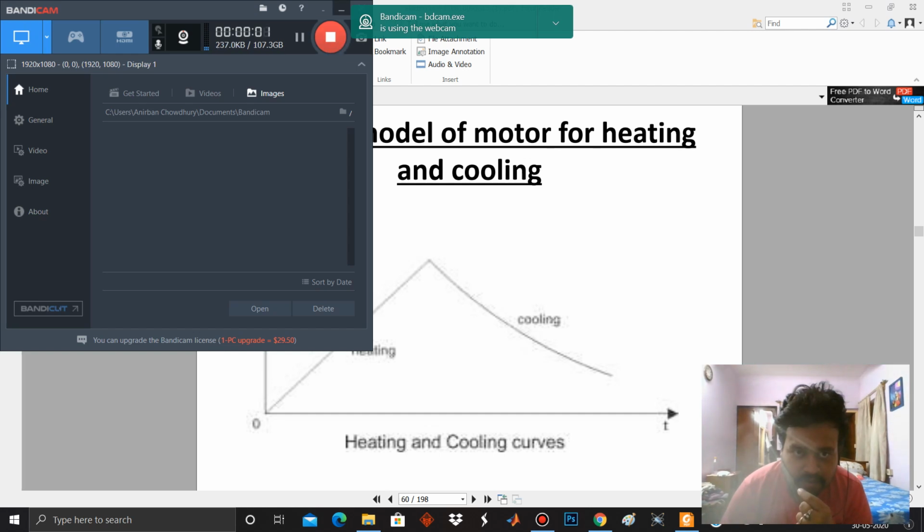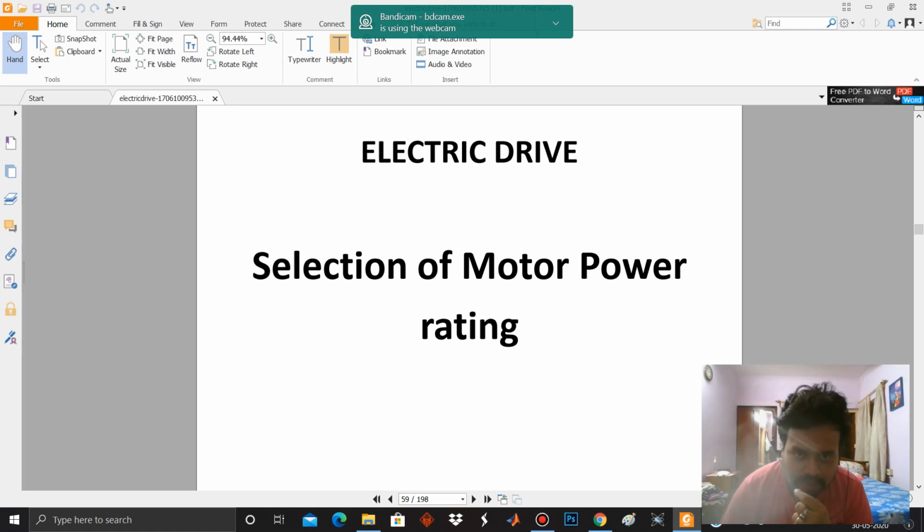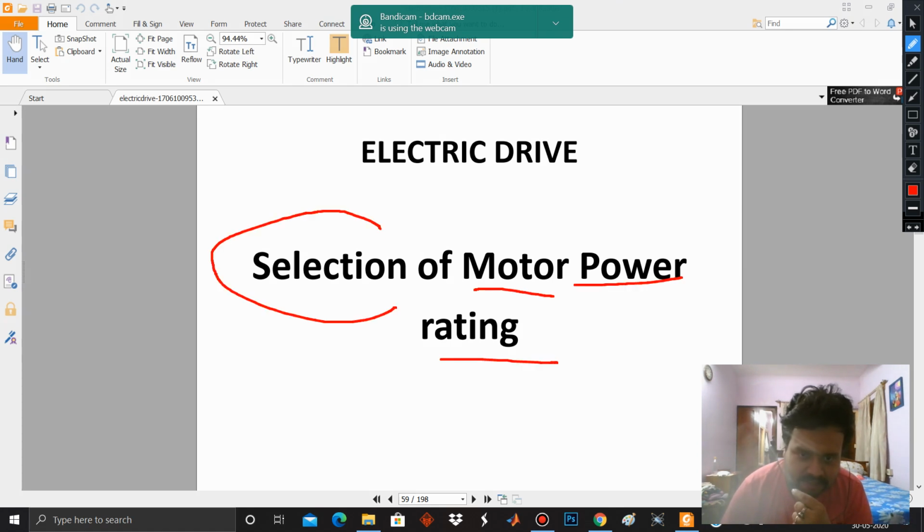Hello, my dear students. Today we are going to start a new module of electric drives, that is selection of motor power rating. Now, how will you choose a particular motor in an industry? So, power rating of a motor and its selectivity is very important, and that's what we are going to study. What are the guiding factors of selection of a motor in an industry?